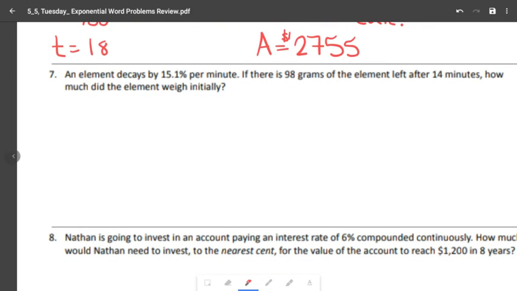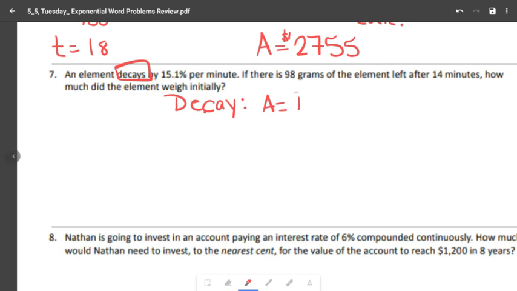Question 7. An element decays by 15.1% per minute. If there is 98 grams of the element left after 14 minutes, how much did the element weigh initially? Again, go through your key words here. Is the word continuously in the problem? No. Is the word compound in the problem? No. So we're dealing with either growth or decay. This one says decay.